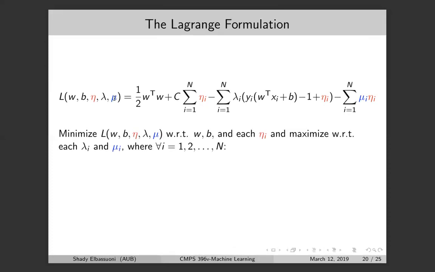So I minimize this function with respect to W, B, and each eta i, and maximize with respect to lambda i and mu i, because these are the original parameters and these are the Lagrange multipliers. I have lambda i greater than or equal to 0, and mu i, another Lagrange multiplier, also greater than or equal to 0. Every one of these is equal to 0, and these are the constraints that I have.